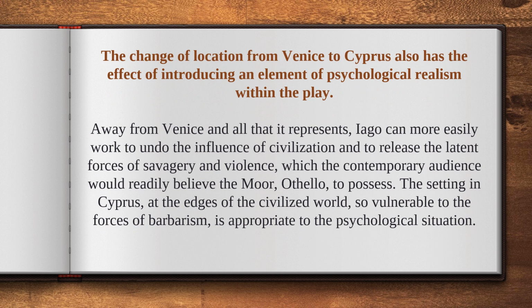The change of location from Venice to Cyprus also has the effect of introducing an element of psychological realism within the play. Away from Venice and all that it represents, Iago can more easily work to undo the influence of civilization and to release the latent forces of savagery and violence which the contemporary audience would readily believe the Moor, the Black Othello, to possess. The setting in Cyprus, at the edges of the civilized world, so vulnerable to the forces of barbarism, is appropriate therefore to the psychological situation.